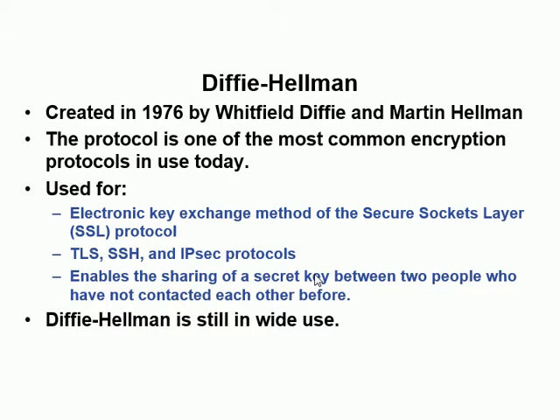Diffie-Hellman was created in 1976. The protocol is one of the most common encryption protocols in use today. If any of you have set up VPNs, you've probably seen the term Diffie-Hellman as one of the options for asymmetric, when you're negotiating to create that key. It's the electronic key exchange method of the Secure Sockets Layer protocol, and it's used in TLS, SSH, and IPsec. It enables the sharing of a secret key between two people who have not contacted each other before. In other words, Diffie-Hellman makes it possible for computers to automatically negotiate a symmetric key.